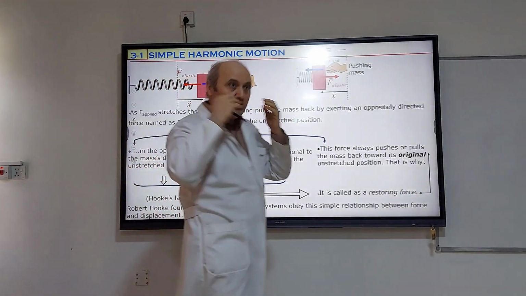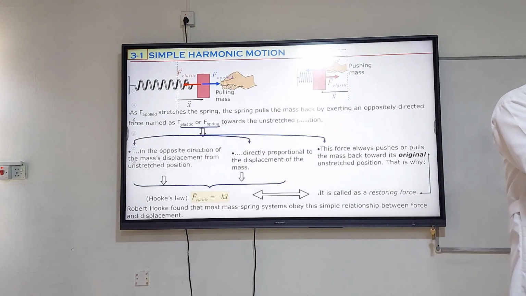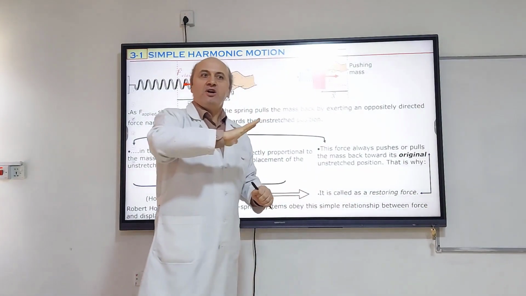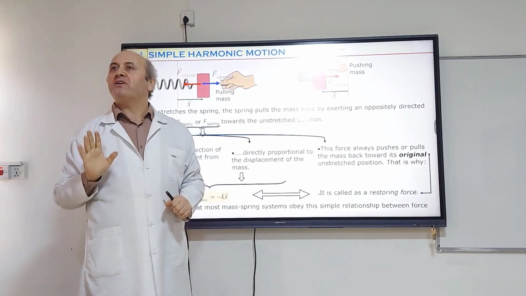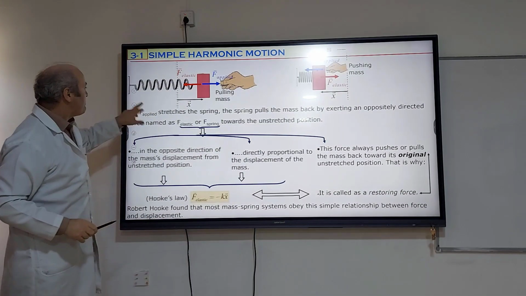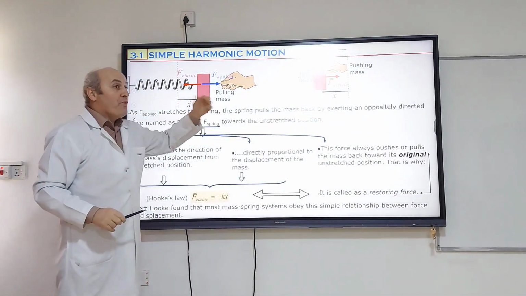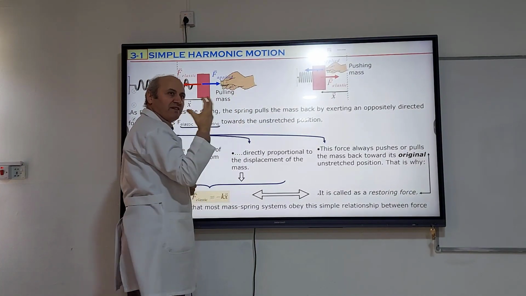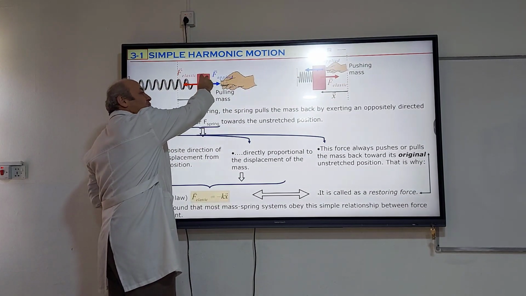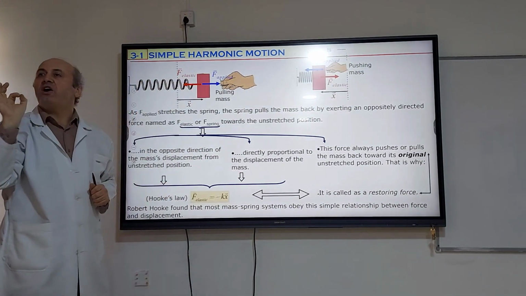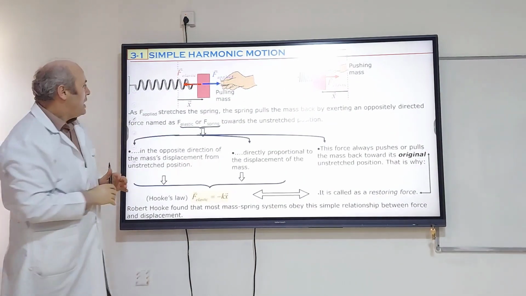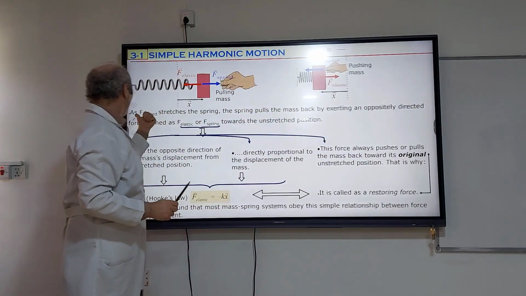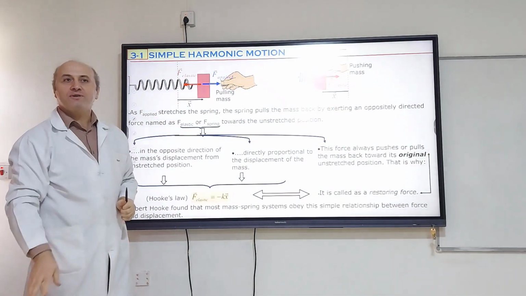Okay, then let's continue the remaining part. Still, we didn't start the system to vibrate. What did we do? We only stretched a spring by applying some force. As the applied force stretches the spring, we are going to observe that when I am pulling this mass to the right, I am going to feel that this spring is pulling this object back towards the unstretched position. So the spring pulls this mass back by exerting an oppositely directed force named elastic force or spring force.